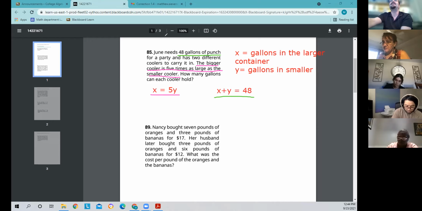Yeah, so everywhere I see an X, I can plug in a 5Y. So here, 5Y plus Y goes into this X, right, is what we're doing. So I can replace this X with the 5Y.